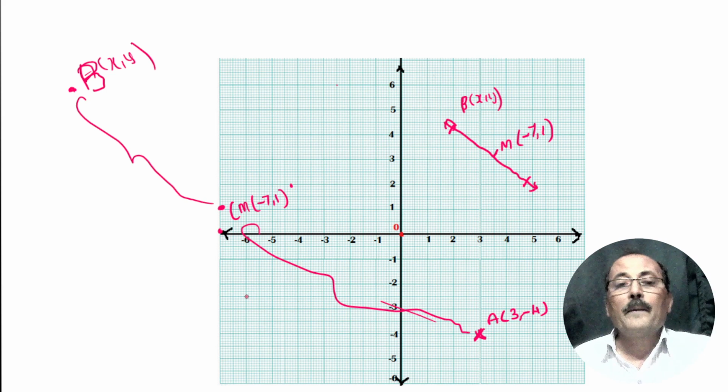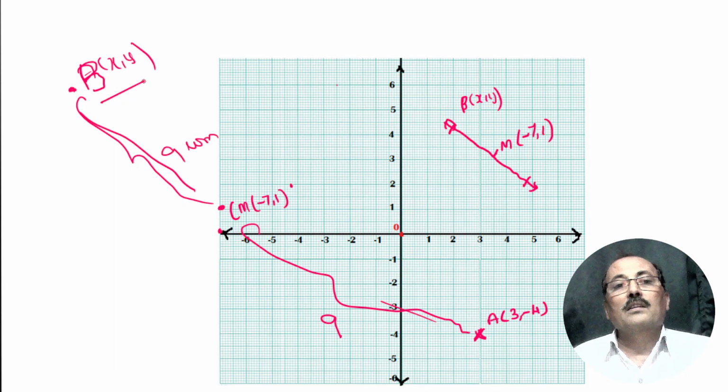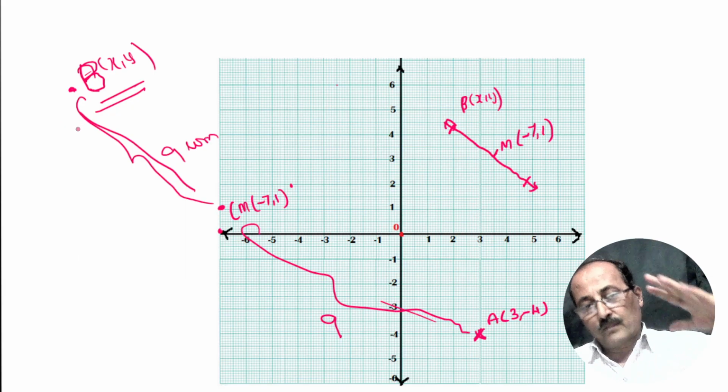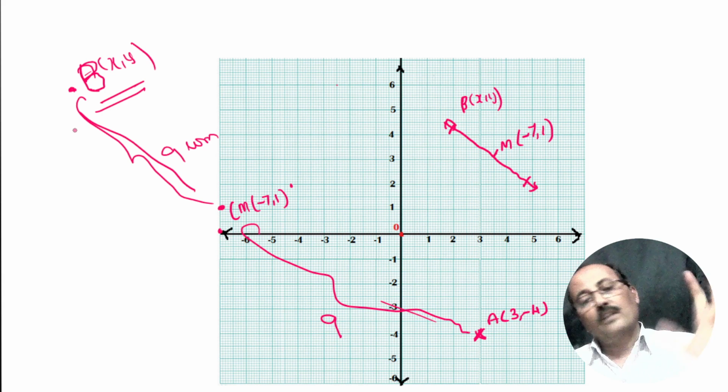How to draw? Take the length of this one. Suppose you imagine this is 6 plus 3, that is 9 units. Then from here also you take 9 units and draw, and mark the point B (x, y). So from here to here 9 units and from here to here 9 units, you mark one point B (x, y) there. Therefore that is the coordinate. You can find the coordinate also.